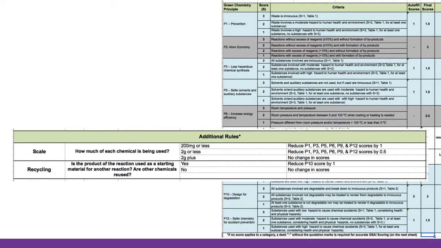Also, recycling is all about using a product of one reaction as the starting material of the next reaction. And so this cuts down on the P10 degradability score. That's because it's one less thing that needs to break down in the environment.